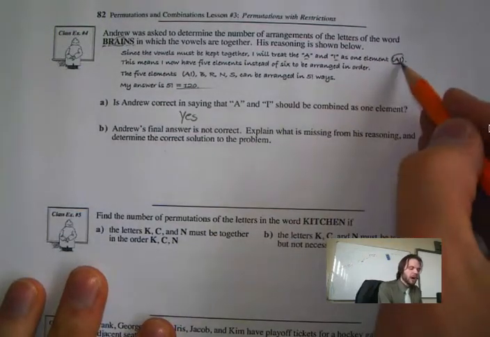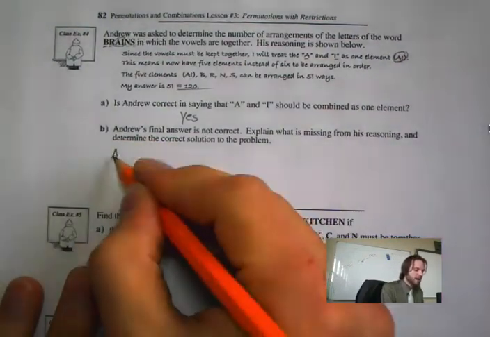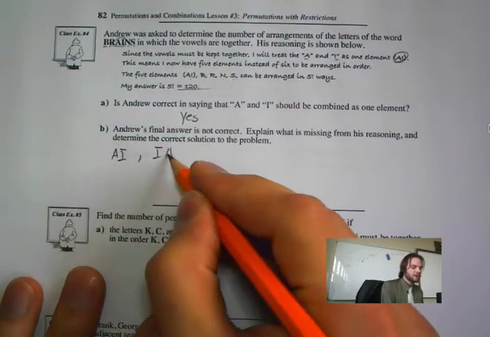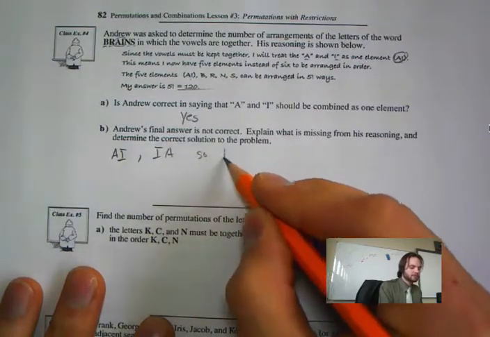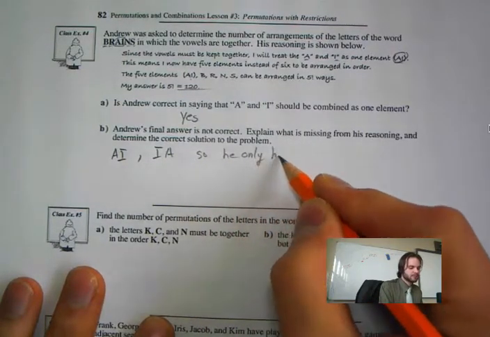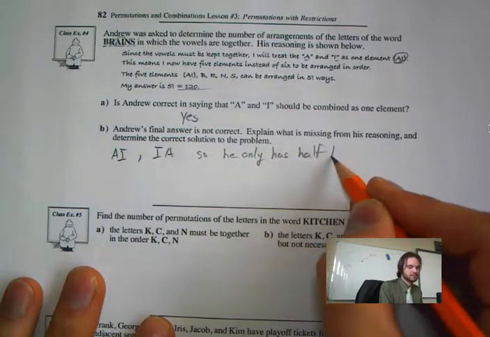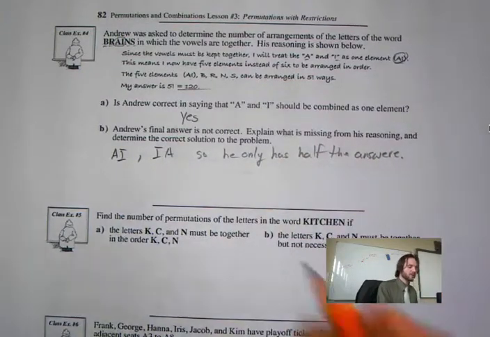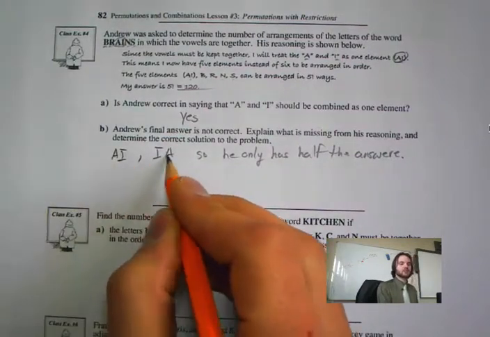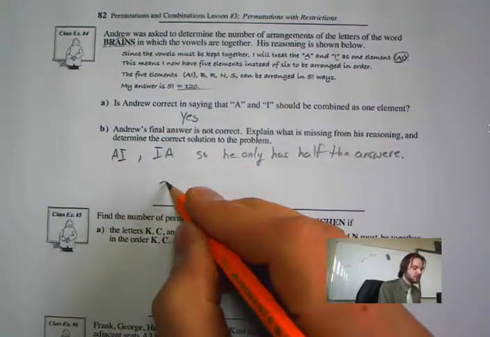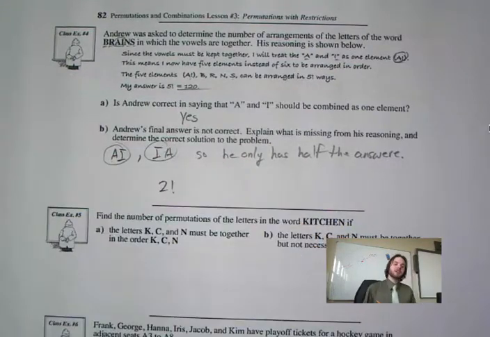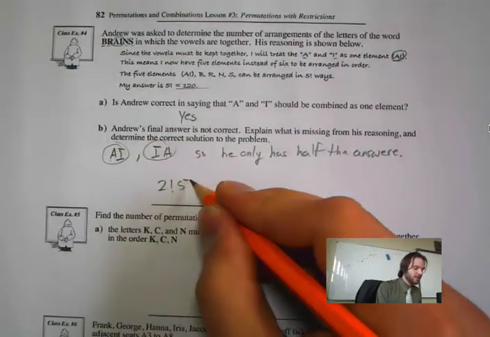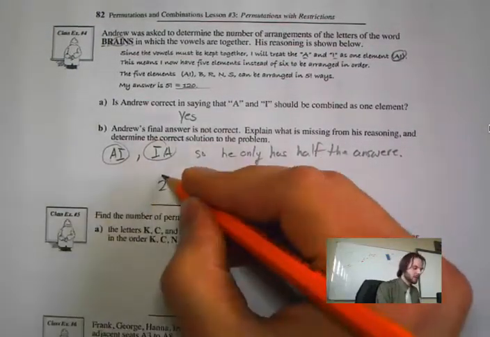Well, AI must be together, but if the vowels must be together, we can also have IA. So he only has half the answer. Now, if we look at this, there are 2 arrangements. Since there are 2 letters, those 2 could be arranged in any way, so it's 2 factorial. If you had 3 vowels that must be together, it would be 3 factorial, and then multiplied by 5 factorial, because the rest is part of the kept-together group.